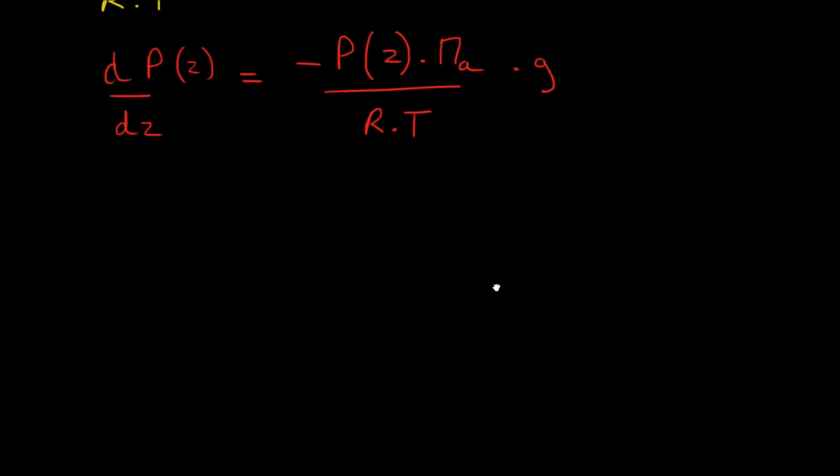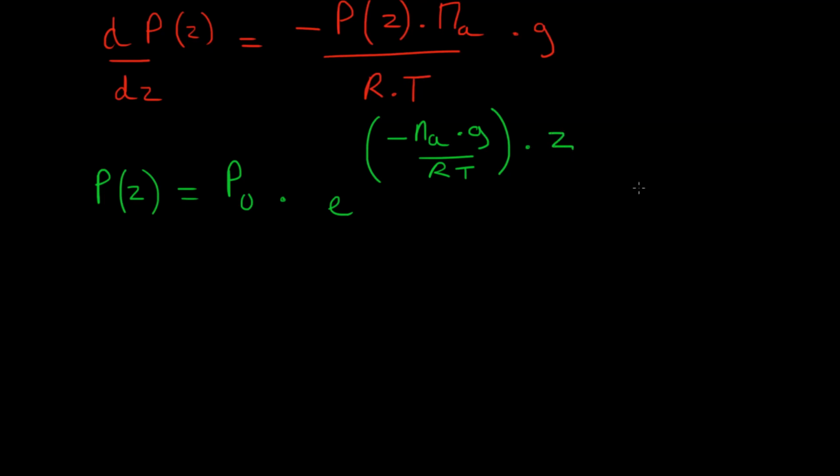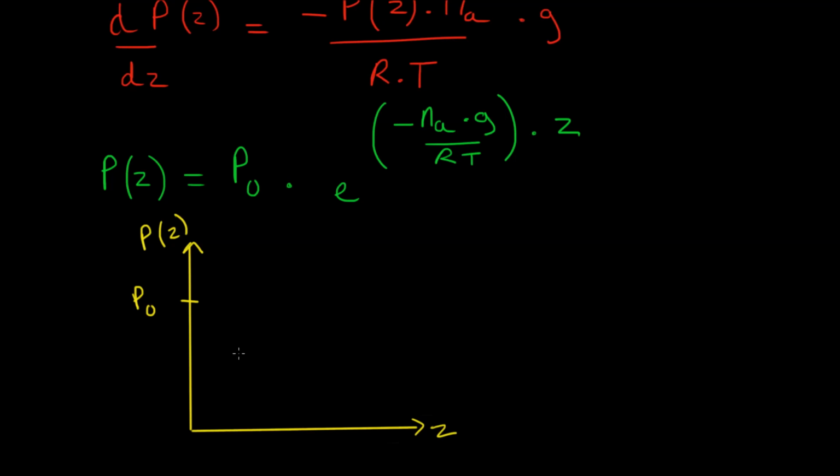And if we solve this differential equation, we get that the function P of Z is equal to P sub 0, which is the atmospheric pressure at ground level, times the exponential of minus M sub A times g divided by RT, times Z. So if we graph this function P of Z, let me just draw the axis Z, axis P of Z. We will start at the atmospheric pressure P sub 0, which is the atmospheric pressure at ground level. And starting from here, the atmospheric pressure will decrease exponentially as the altitude increases.